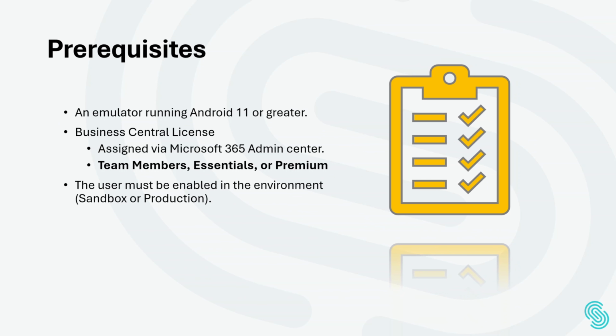There are a few prerequisites that will be needed to be completed before we can continue. One, you'll need an emulator running Android 11 or greater. You'll need access to a Business Central license that is assigned through Microsoft 365 Admin Center. That can be a Team Members, Essentials, or a Premium license. And you'll also need to be enabled in the sandbox or production environment of your choice. With that said, let's jump over to the desktop.